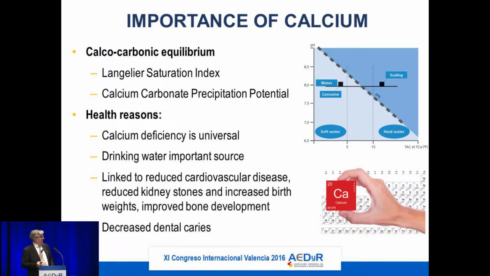So then, specifically important are minerals, calcium and magnesium. Here first, calcium. We want to have a calcium carbonic equilibrium, which is measured by LSI, which is more a qualitative measure. And then we can use the now more growing method of calcium carbonate precipitation potential, which is more like a combination of quality and quantitative measurement. But more importantly, calcium is required for health purposes.